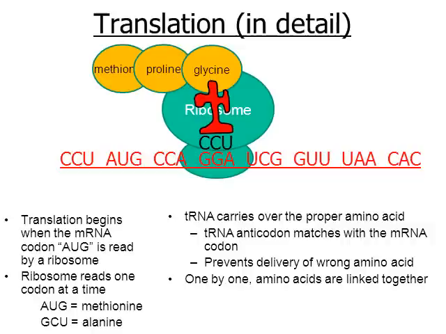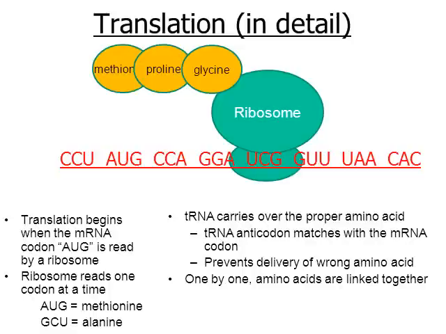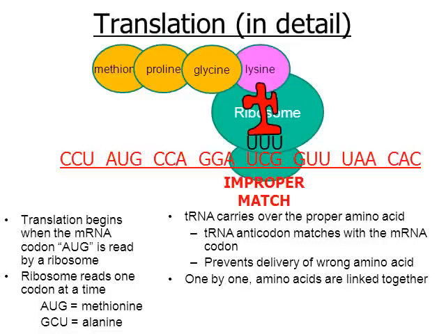Here comes tRNA carrying glycine. Perfect. Notice the red GGA codon. Notice the black CCU anticodon. That's a match. So therefore tRNA delivers glycine and one by one amino acids are linked together. The ribosome moves down a notch. Now the ribosome is reading the red UCG. Find UCG on your chart, and that's serine. I want serine, but look, transfer RNA is trying to deliver lysine. I don't want lysine. That's not the proper code.